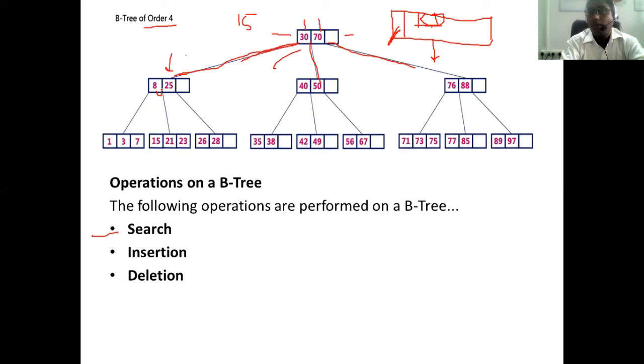After that there is 25. Between 8 and 25 comes 15. That means we have to use this link, and after that we have to find out where 15 is.